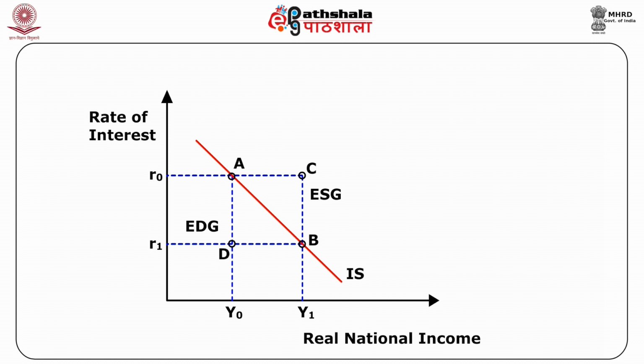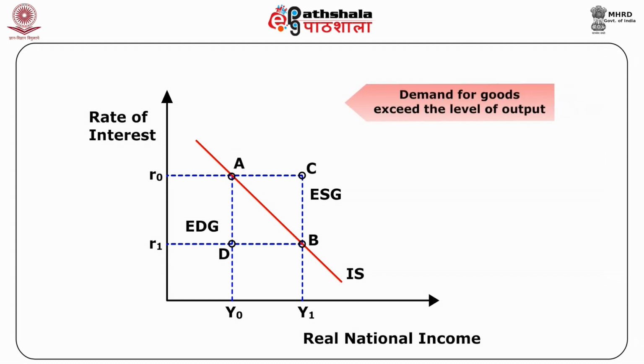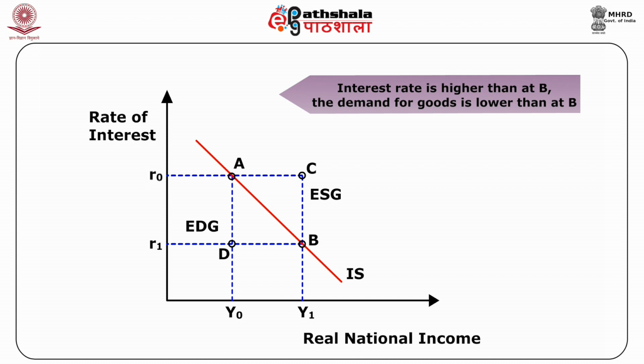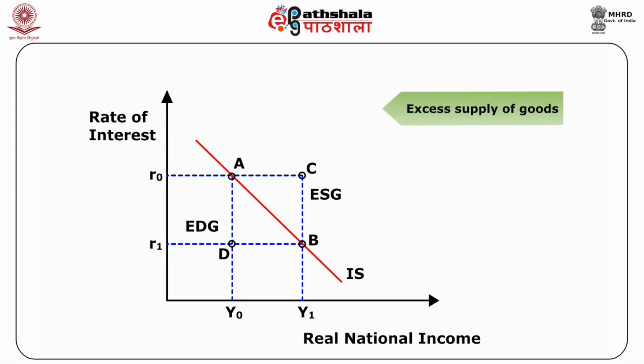Therefore, the demand for investment is higher than at point A and the demand for goods is higher than at A. This means that demand for goods exceeds the level of output, so there is an excess demand for goods. Similarly, at point C and point B, the income level is the same at Y1, but the interest rate differs. At C, the interest rate is higher than at B. The demand for goods is lower than at B and there is an excess supply of goods.